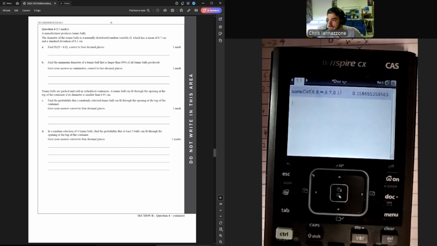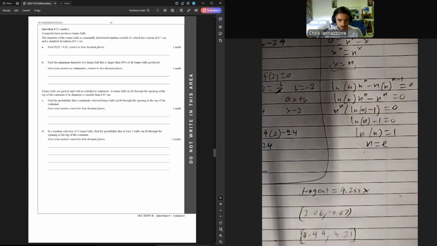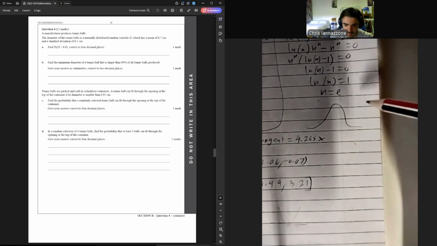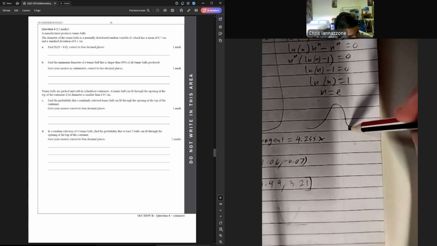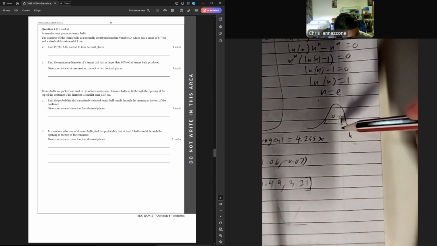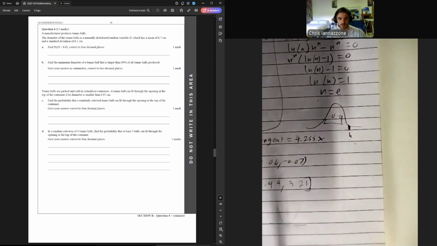Okay, slightly different here. This time we're trying to find the minimum diameter of the tennis ball such that it is larger than 90% of all tennis balls produced. So what is the smallest value such that it is larger than 90% of them? So if you think about your normal distribution, what that might look like, it's some sort of bell curve looking thing here. So if you want to be bigger than 90% of everything, you kind of want to know what's this value here, right? If everything here is smaller than it, you're bigger than 90% of all of that.